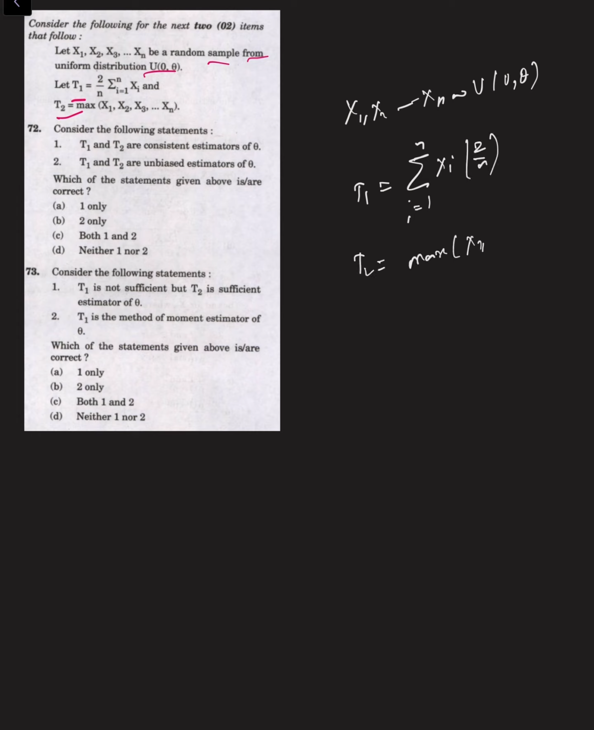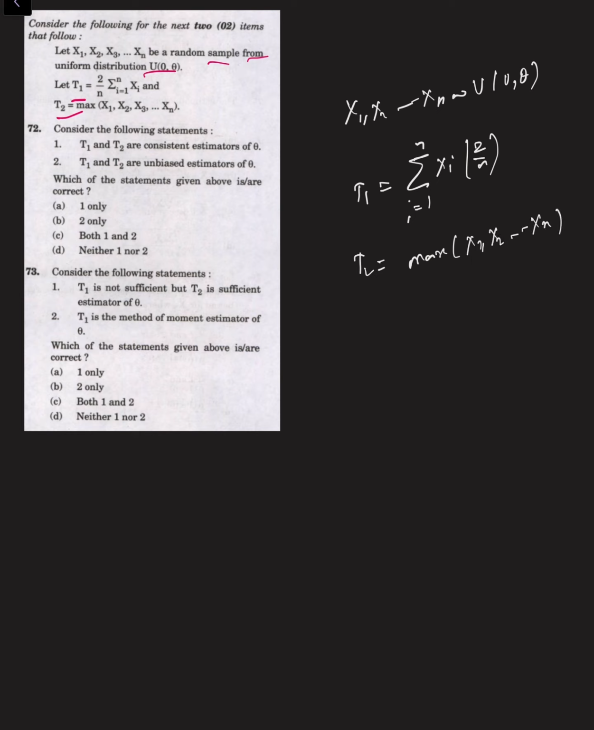Let x1, x2 and so on xn be a random sample from uniform 0, theta. T1 is 2 by n summation xi and T2 is the maximum order statistic. So we are given that x1, x2 and so on xn follows uniform 0, theta, and T1 is given as summation i equals 1 to n xi times 2 by n, and T2 is given as the maximum order statistic of x1, x2 and so on till xn.